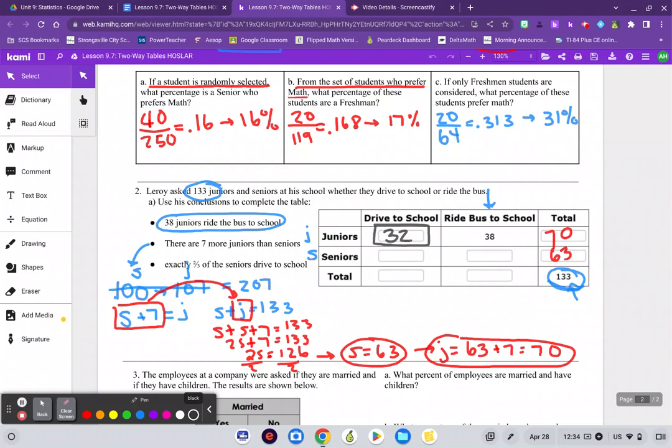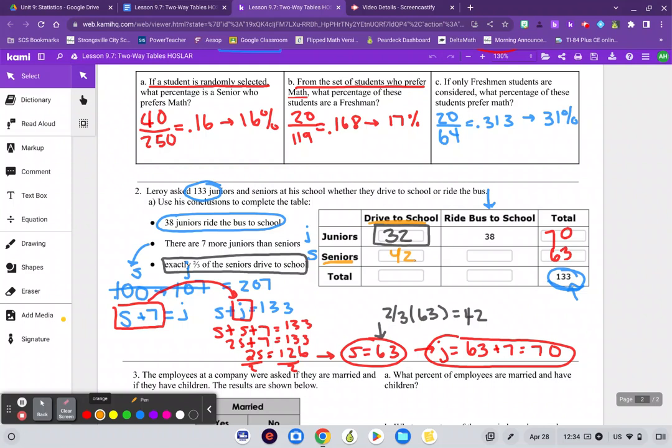All right, the other thing they tell me is that exactly 2/3 of the seniors drive to school. Well, now that I know that there are 63 seniors, I can do 2/3 of 63. And when I do that, I get 42. So I'm looking at seniors who drive to school. That number is 42.